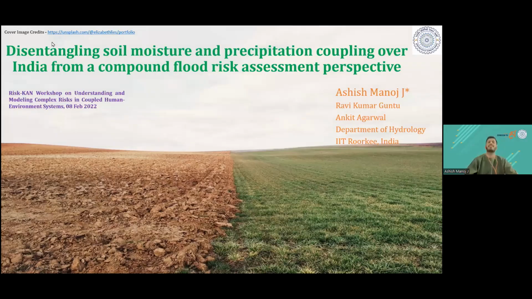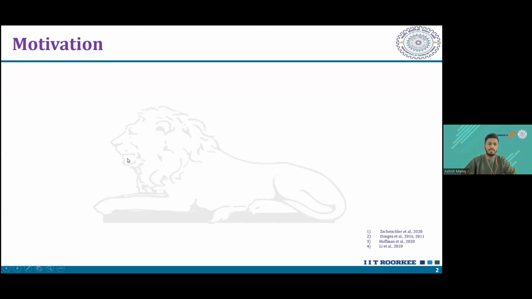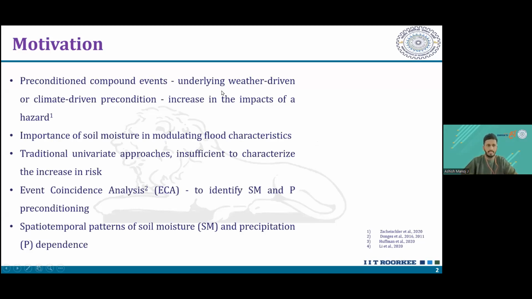Yeah, so my name is Ashish. My talk today is titled Disentangling Soil Moisture and Precipitation Coupling over India from a Compound Flood Risk Assessment Perspective. Before I begin, I would like to acknowledge my collaborators for this work. Coming to the motivation of this study, we look at preconditioned compound events. By definition, they are events in which an underlying weather-driven or climate-driven condition increases the impact of a hazard. The importance of soil moisture in moderating flood characteristics is still not well understood in the tropics.